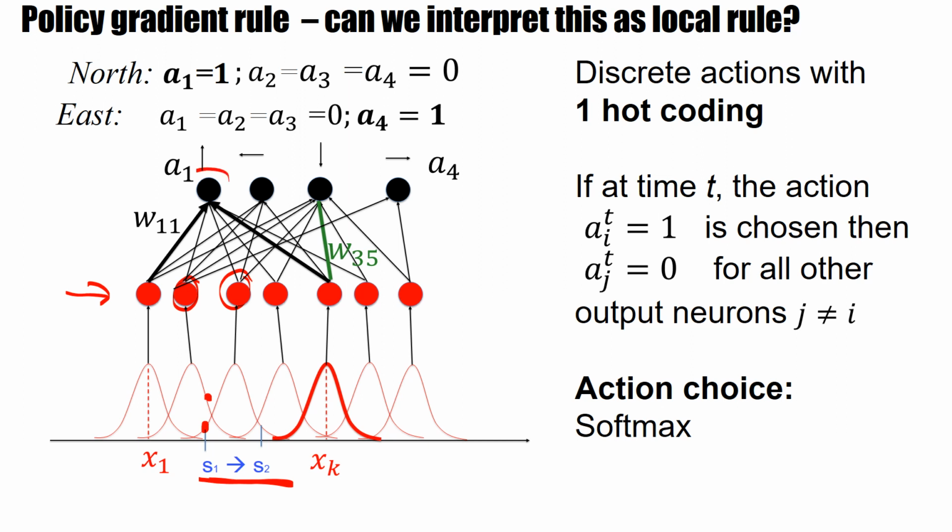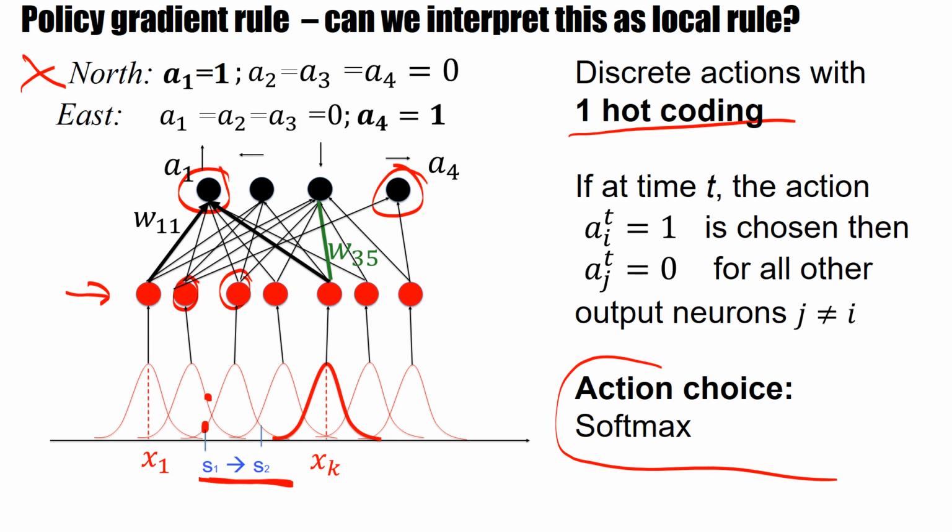Then I have different actions in the output: action going north, going west, going south, going east. And we use one hot coding, which means going north, then only A1 is active, all the others are zero. Going east, only A4 is active, all the others are zero. And the action choice is done by softmax. And then we go. What does that mean?